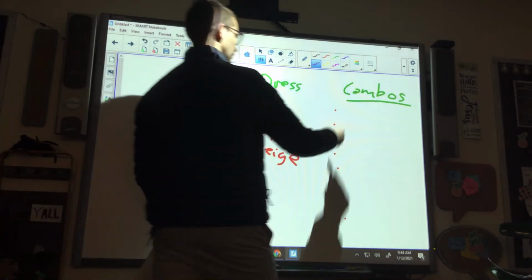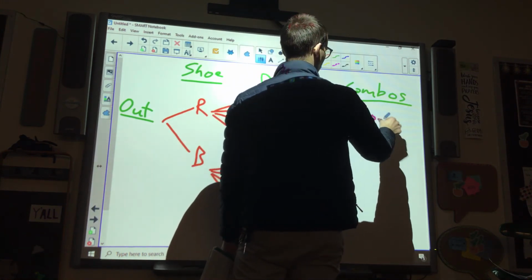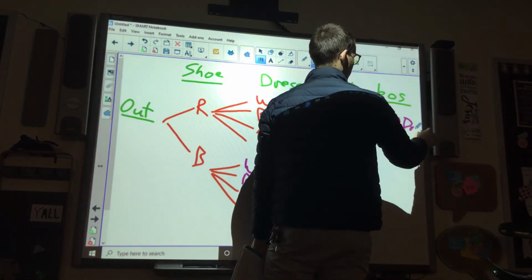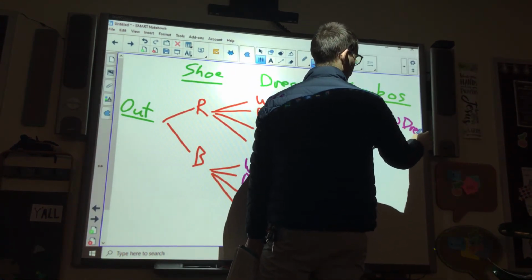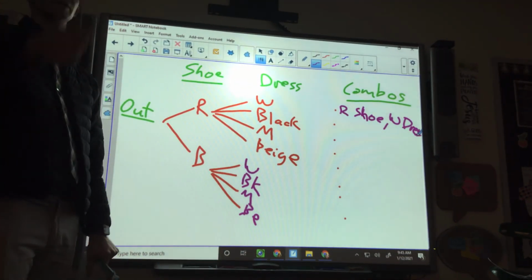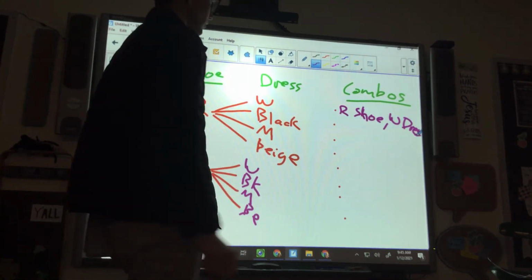So the first one is red shoe, white dress, and write all the different combinations. Yep. So there are 8 combinations total.